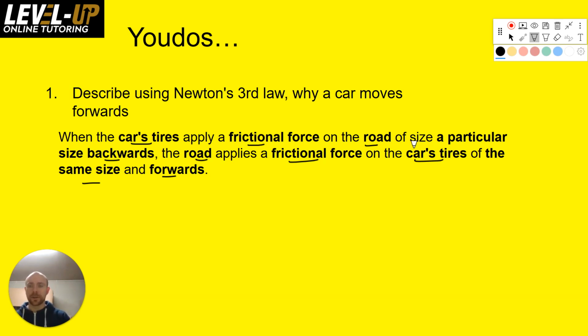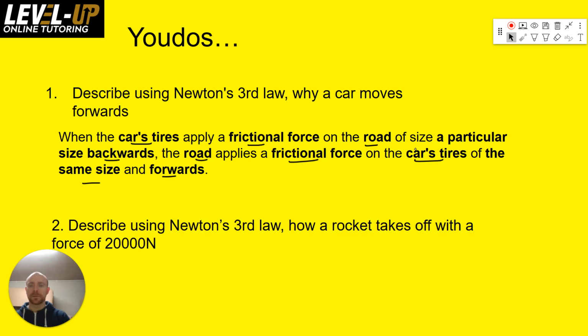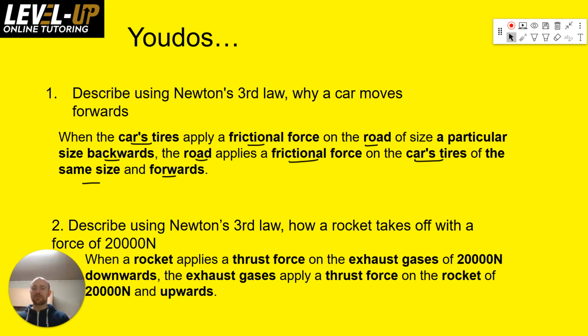Have a go at another one. Describe using Newton's third law how a rocket takes off with a force of 20,000 newtons. Pause the video, have a go using that same template. And so the answer, when a rocket applies a thrust force on the exhaust gases of 20,000 newtons downwards, the exhaust gases also apply a thrust force on the rocket of 20,000 newtons upwards.